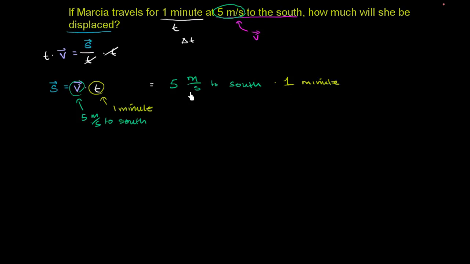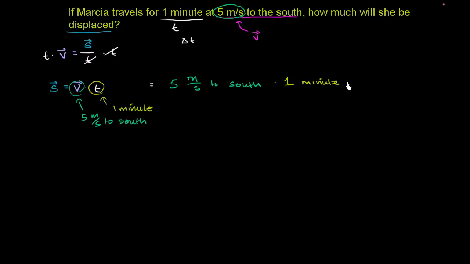So in order for it to all work out, you have to convert the 5 meters per second to some amount of meters per minute, not 5 meters per minute. It's going to be different. Or you convert the 1 minute to seconds. At least in my mind, it's easier to convert 1 minute to seconds. So let's do that.